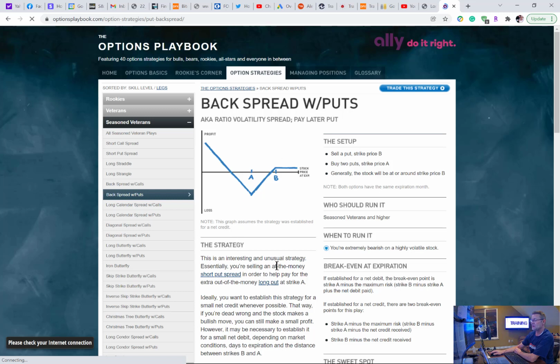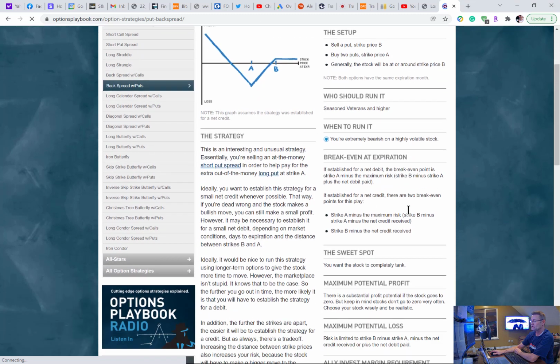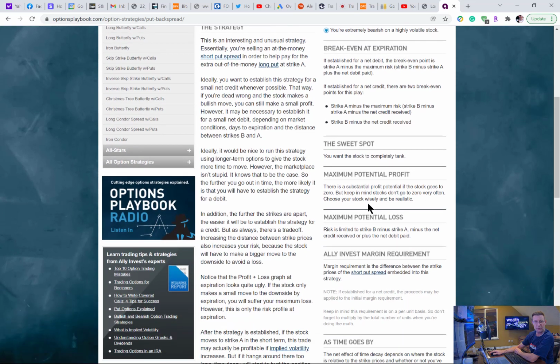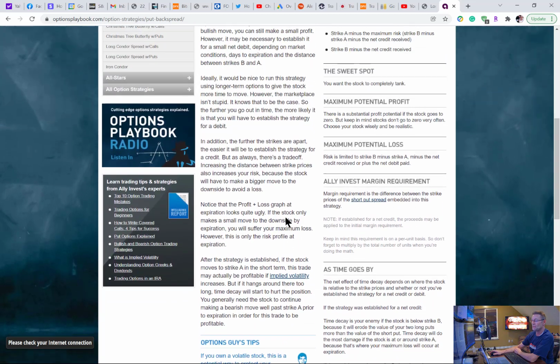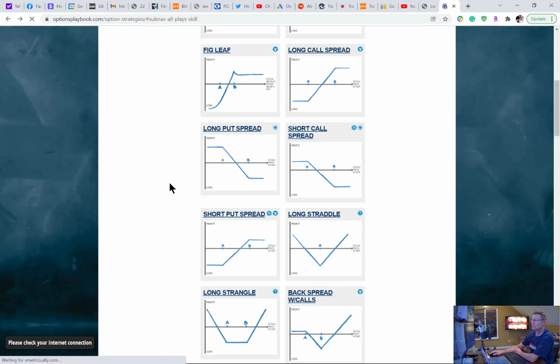And so every one of these strategies that you click on, it's going to give you the setup. It's going to tell you how to set up the trade, when to run it, when it is appropriate, what market condition it would be appropriate in, what the break-even point for the trade is, what the sweet spot for the trade is, maximum profit, maximum loss, and investment margin requirements and how you can set that up.